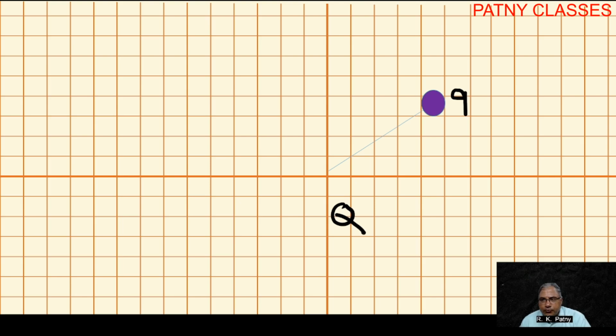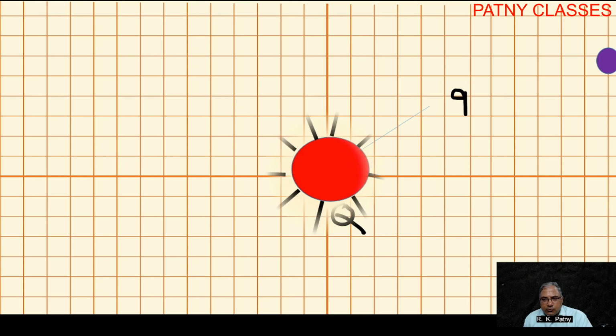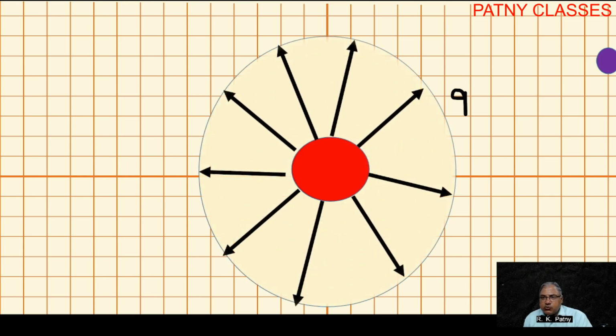And now suppose we remove the test charge and keep only the source charge. So just remove the test charge. Now we have removed the test charge. Even then the effect of the source charge is not nullified. It is there. It is realized only when the test charge is present, but the effect of the source charge is always present, whether the test charge is present or not. And it is equal in all directions.